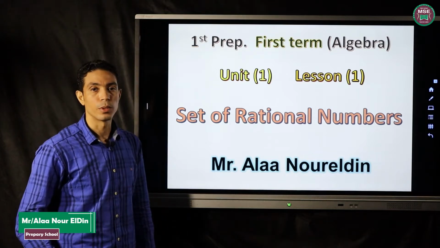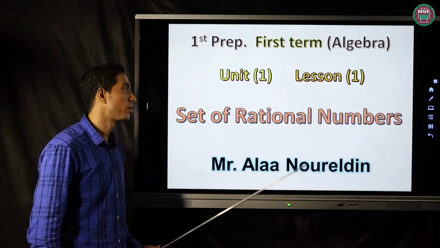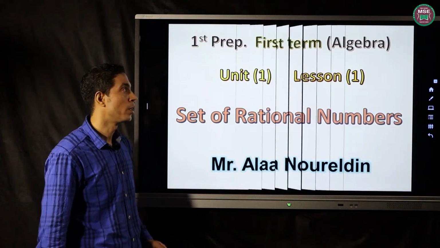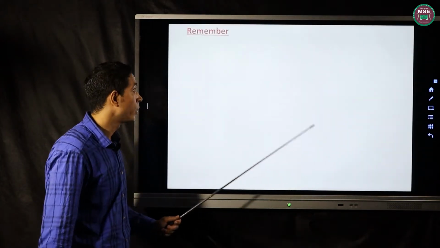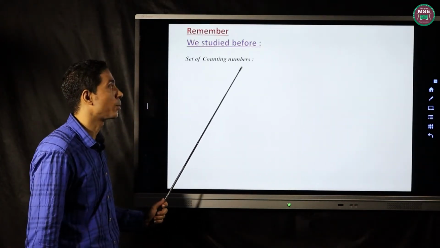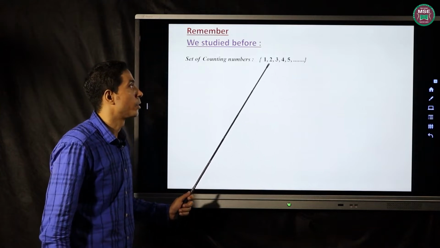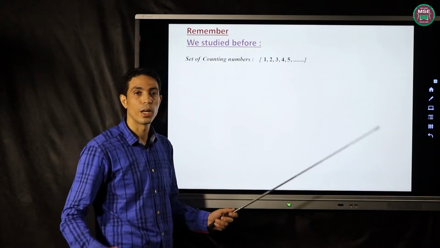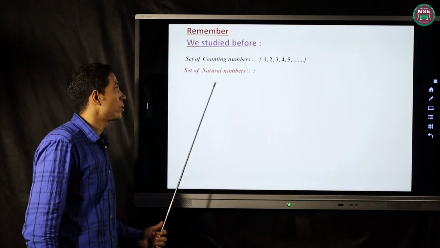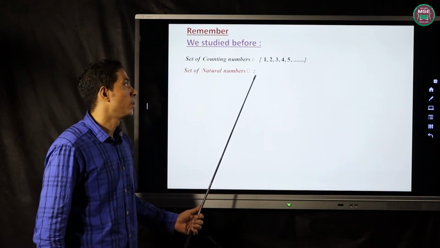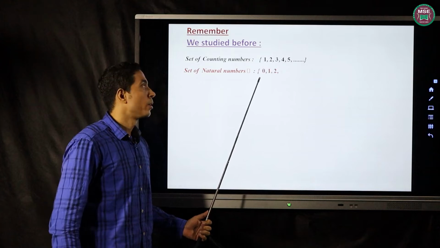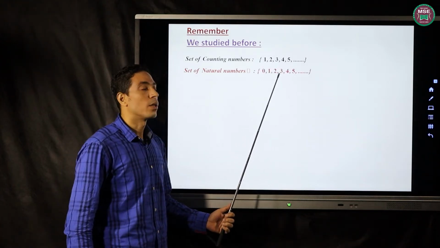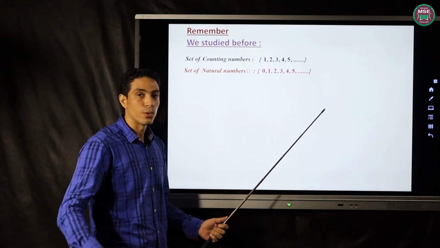I am Mr. Alauddin, and in this lesson we will study the set of the rational numbers. Let's remember first, we studied before the set of the counting numbers, and the set of counting numbers is 1, 2, 3, 4, 5 and so on. Then we studied the set of the natural numbers, and this symbol is N. It's equal 0 and 1 and 2, 3, 4, 5 and so on.